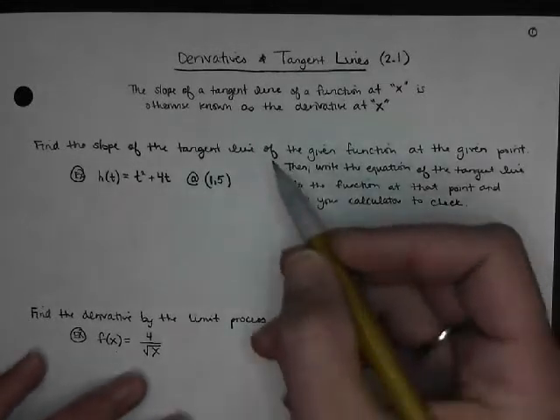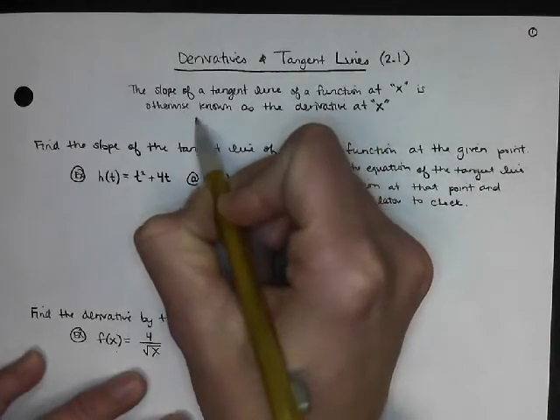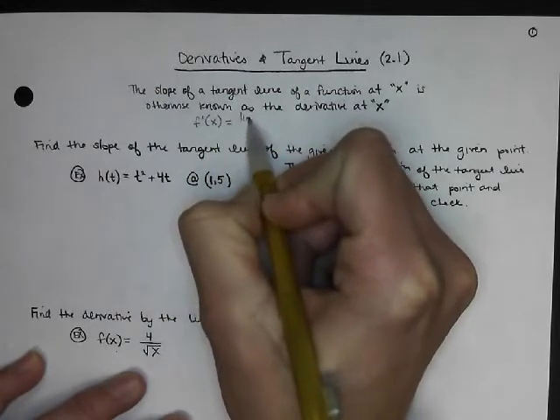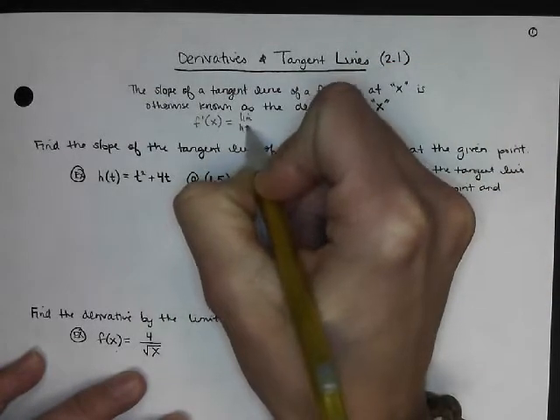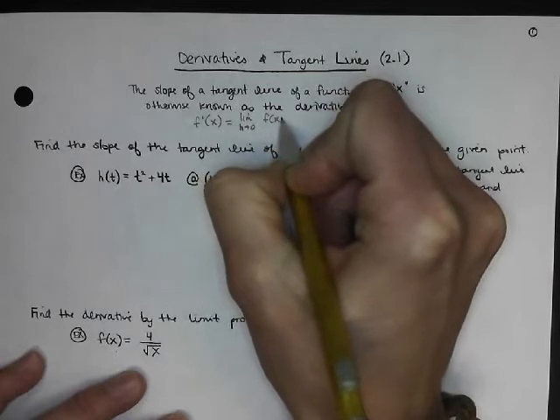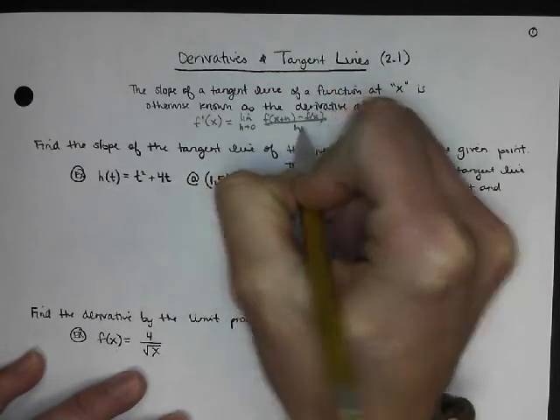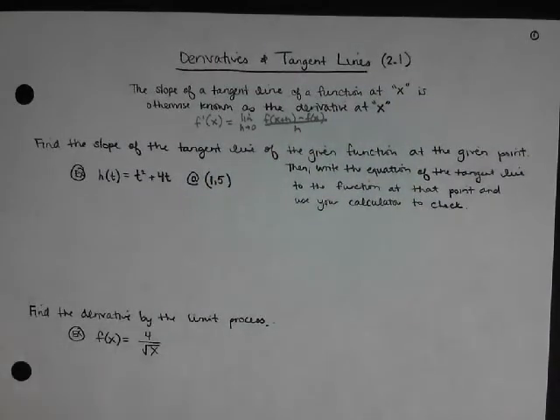So just to review, the derivative of a function with respect to x is given by the limit as h approaches 0 of f of x plus h minus f of x all over h. So we're really looking for what the slope of the secant line is approaching as that secant line becomes more and more in line with the tangent line.